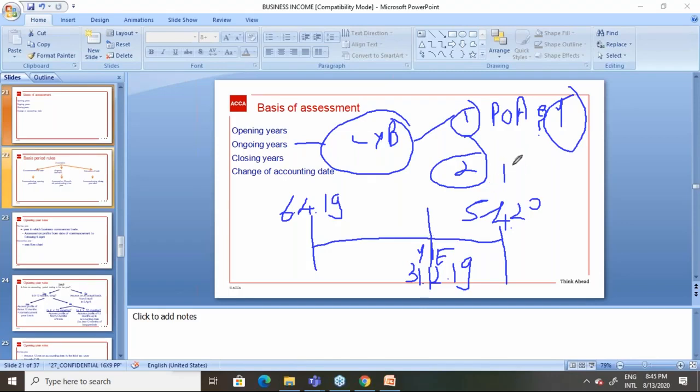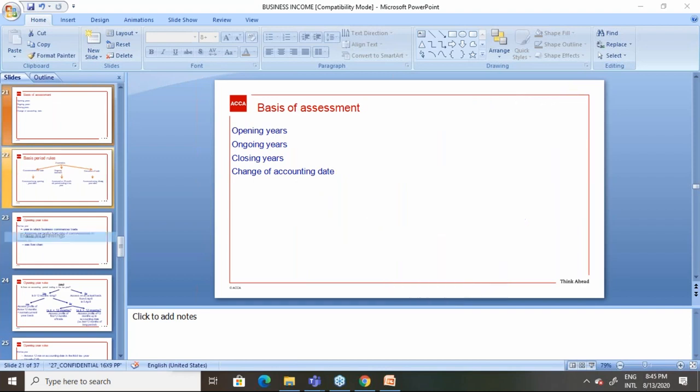Exactly 12 months. In that case, the whole tax adjusted trading profit that you have calculated for the year ended 31st December 2019 must be taxed in the tax year 2019-20. That is what we call the current year basis, applicable for ongoing businesses. However, if the business is a newly started business, then we have to apply some special rules.